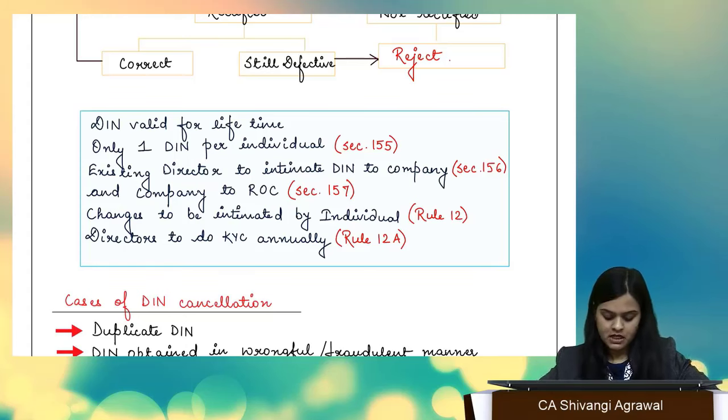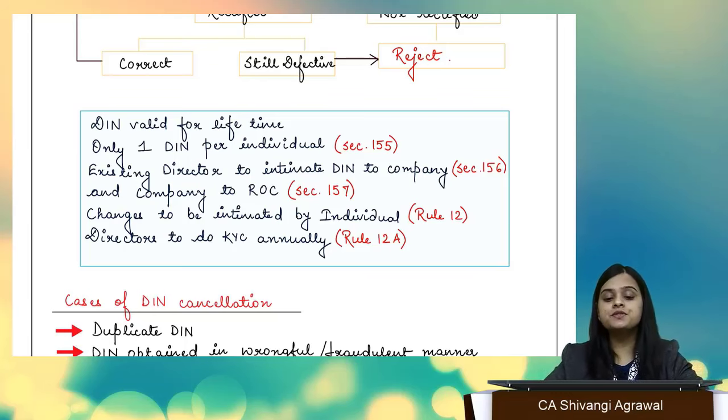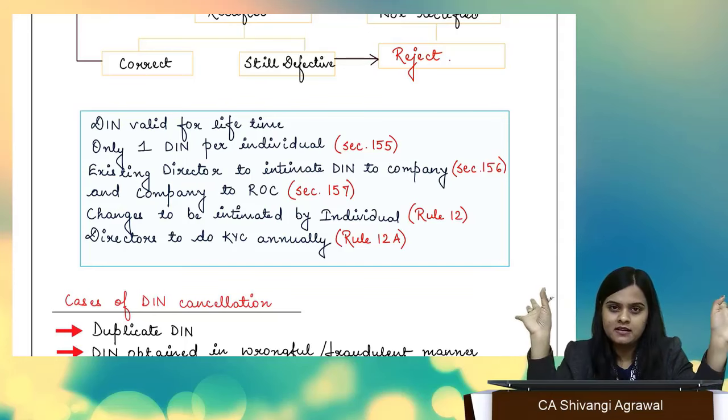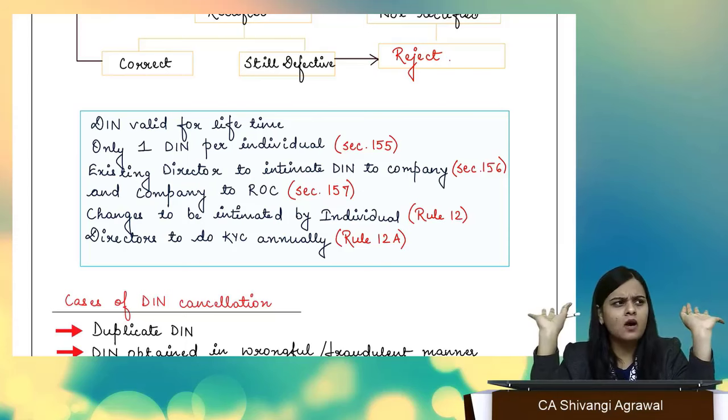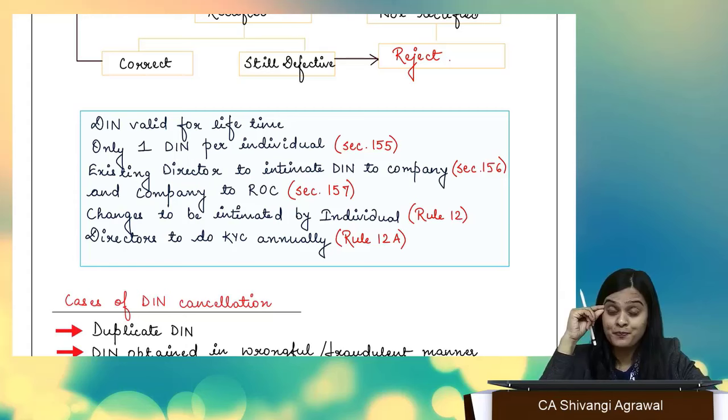Now tell me ma'am, can we surrender our DIN once we have obtained it? The answer is no. You cannot surrender the DIN just like that. Suppose I have worked as a director in a company, I have done enough fraud, and now I simply surrender my DIN and go away, and then take another DIN and become the director of some other company. Whatever frauds I'm doing, I'm never traceable. Can I do that? The answer is no.